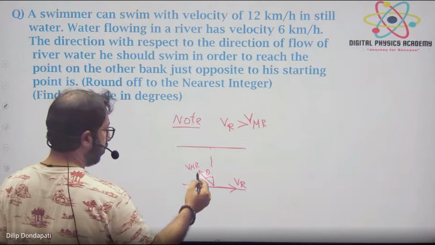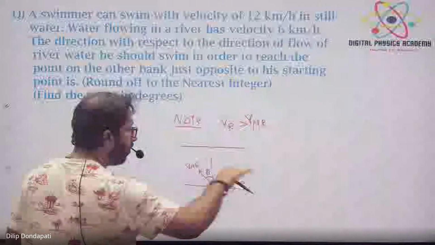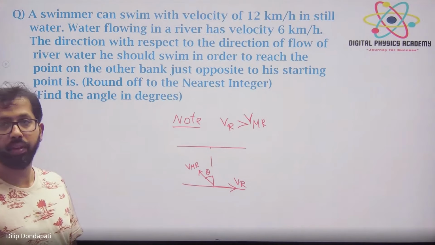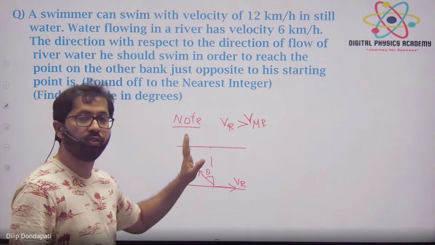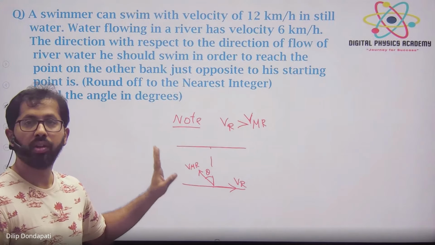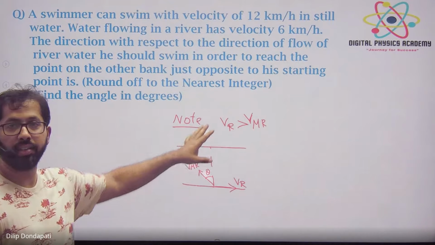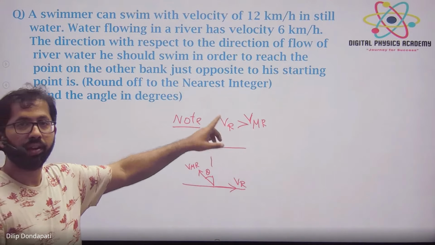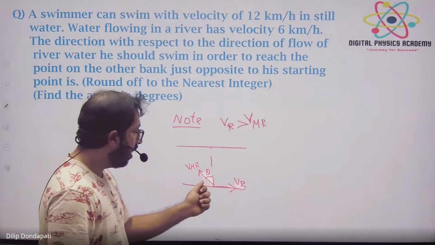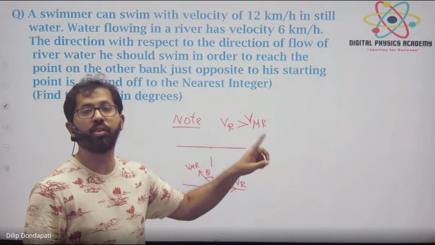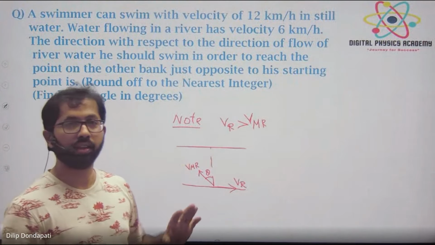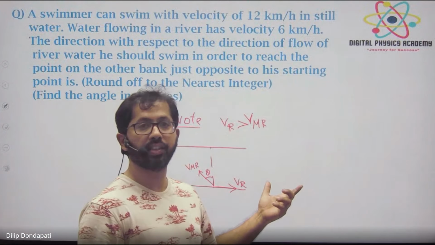Okay, so if the velocity of the river is greater than VMR, then definitely, at whatever drift angle you go, there is no chance of zero drift. Zero drift will never happen. As in this case, VR is greater than VMR, then at what angle does he have to go so that he covers minimum drift? That is the question they will ask. How will you find minimum drift?